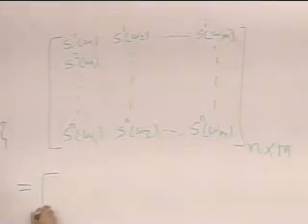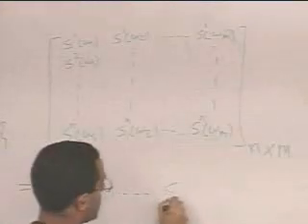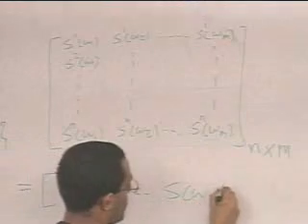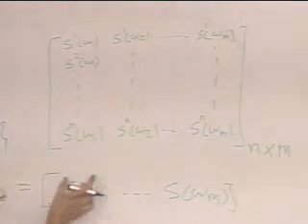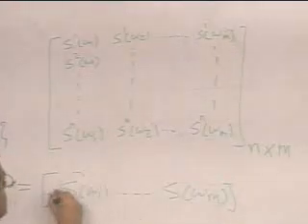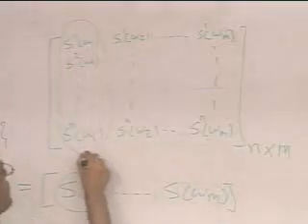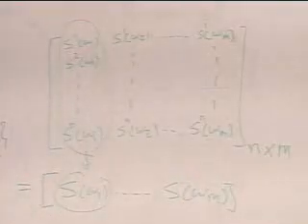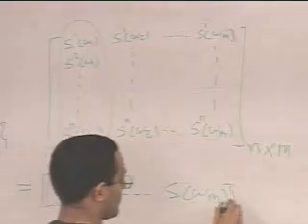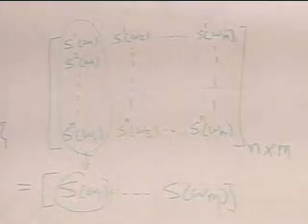Okay? Now to write it nicer, we write it this way. S omega 1, S omega m. So each of these are vectors. So this is nothing but writing this in a compact way. Now we call this the payoff matrix.